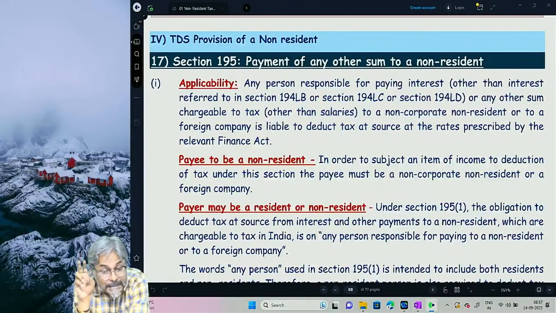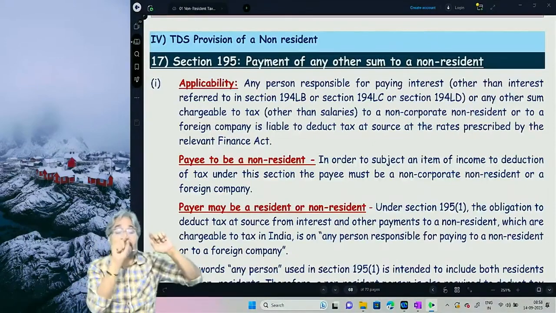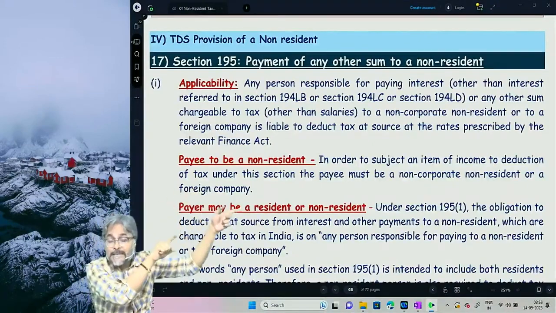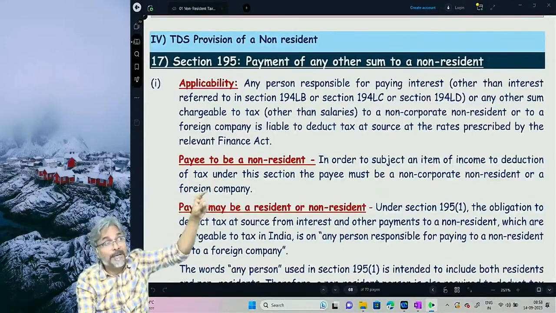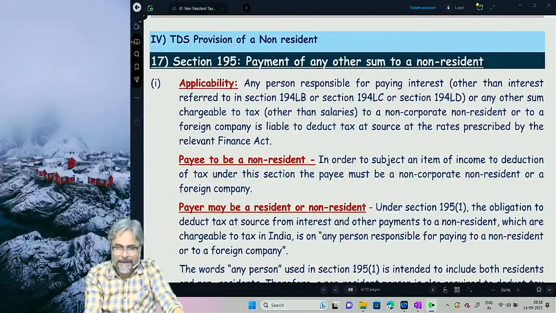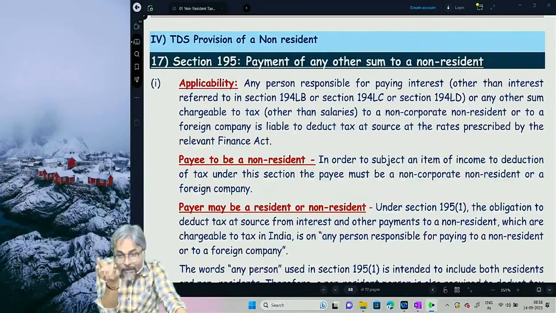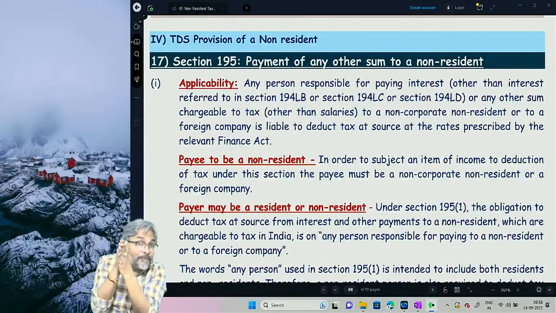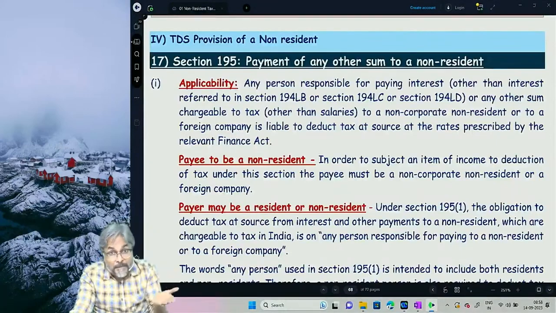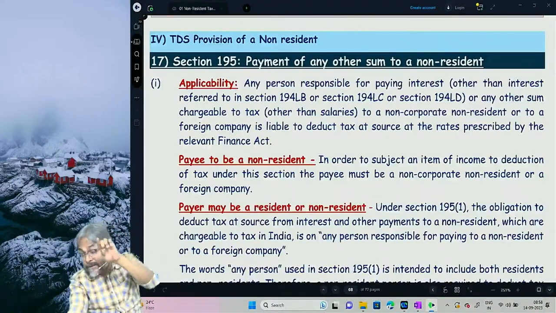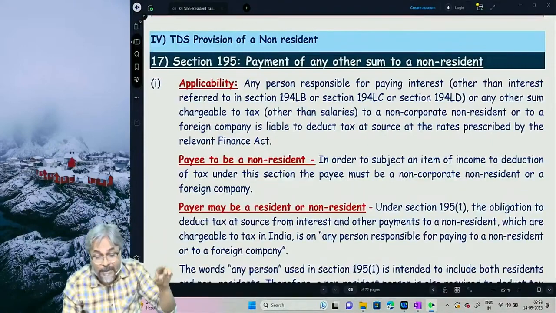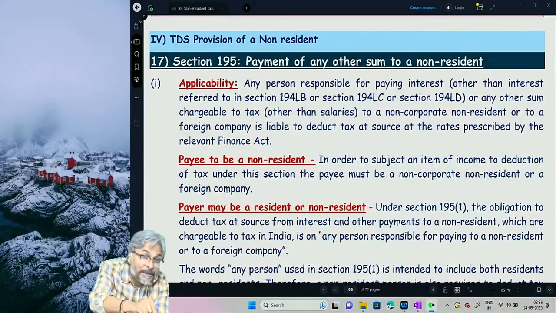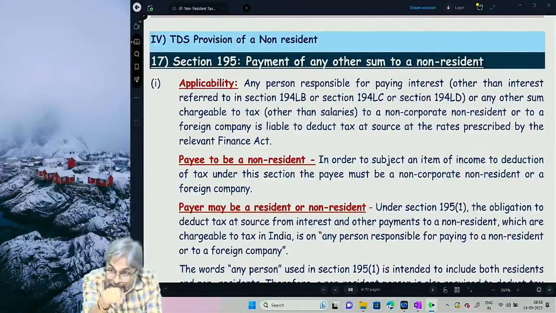No. It is any other sum chargeable to tax. Prove it. How do you prove that the sum which is paid to British Airways is chargeable to tax? Go to section 9. In section 9, I need to check whether what British Airways is receiving, being a non-resident, is chargeable to tax under the Act.